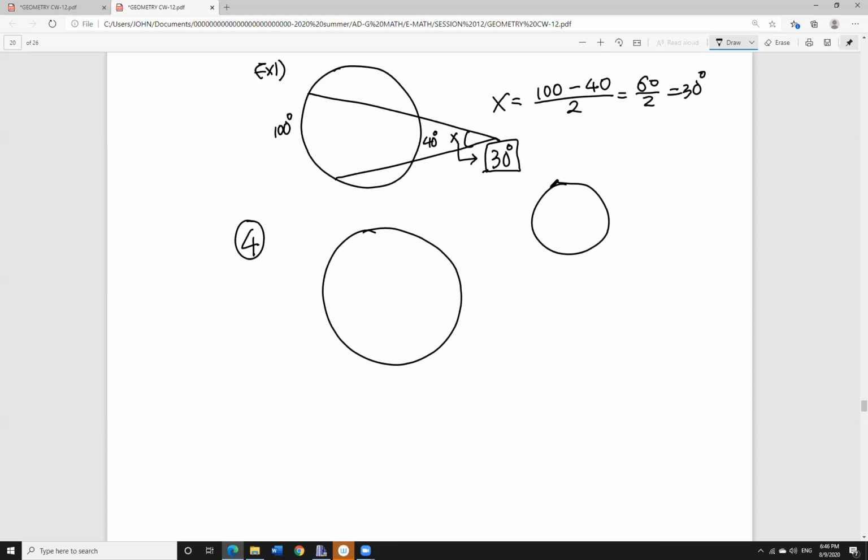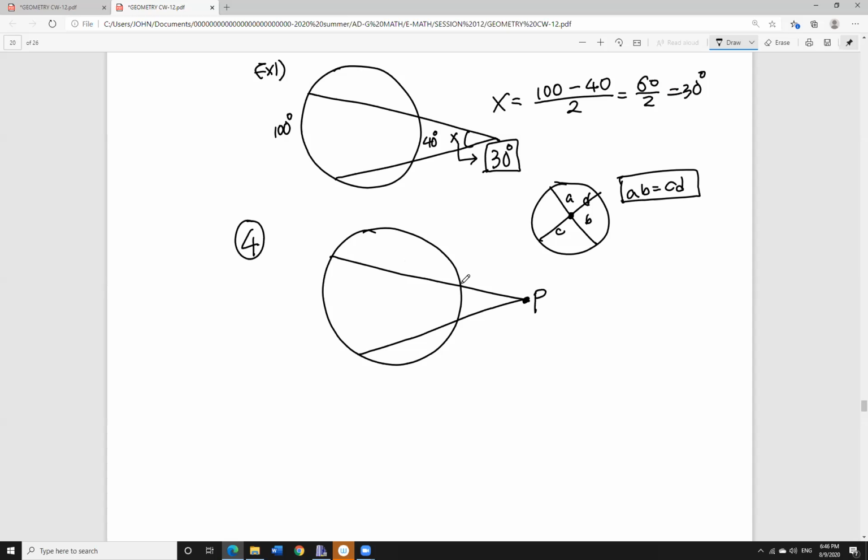Inside, we know that for chords AB and CD intersecting at a point inside, A times B equals C times D, right? Now we have this intersecting point outside, this point P here. How do we use this formula? Now we cannot use this formula anymore because the point is outside. How do we solve this one?